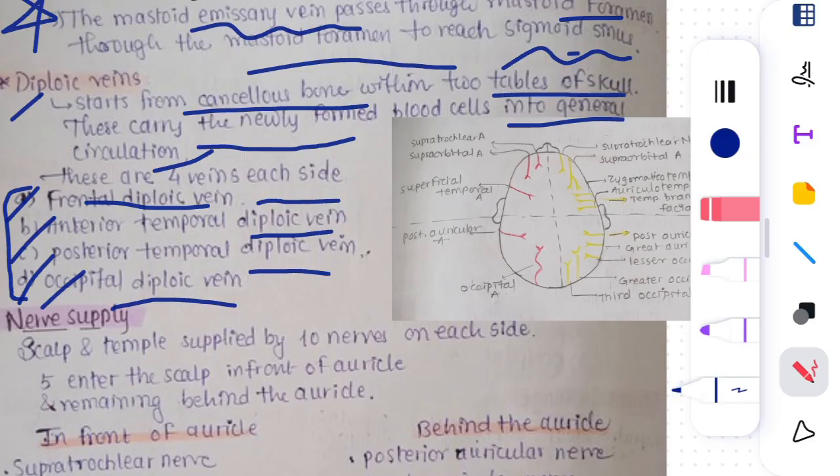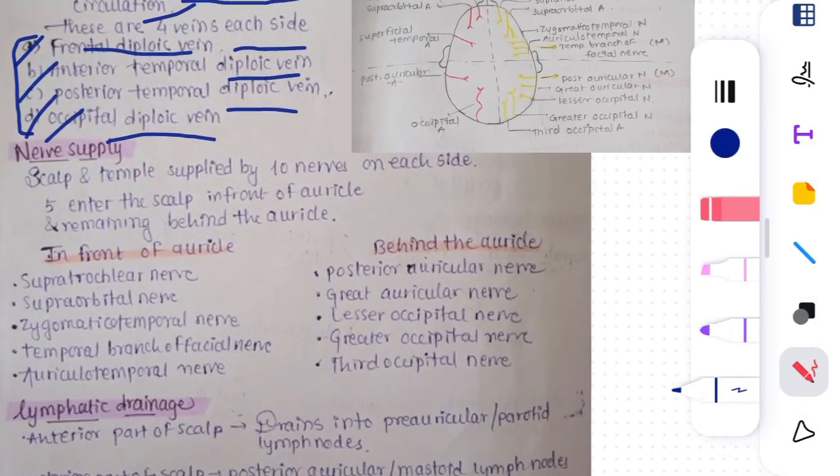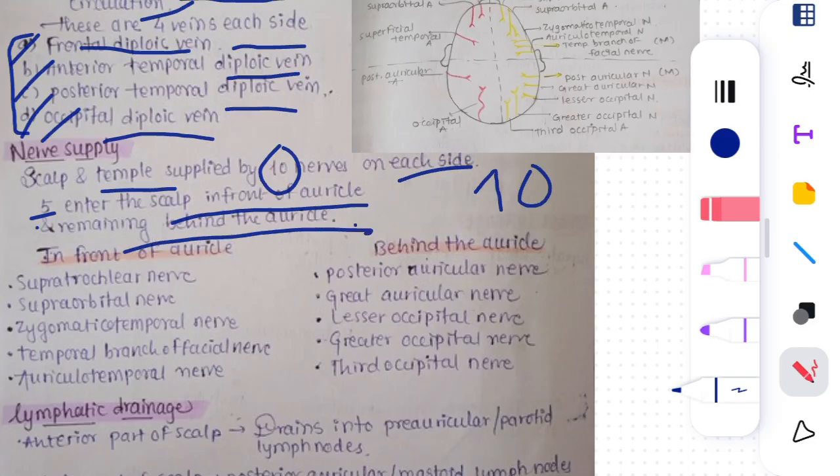Next, we will see the nerve supply of the scalp. The scalp and temple are supplied by nerves on each side. 5 enter the scalp in front of the auricle and the remaining behind the auricle. Same as arteries, you should divide in front of the auricle and behind the auricle. 5, 5 on each side, total 10 on each side. This is the line, and the arteries here are 3 and 2, and here 5 and 5 nerves are present.